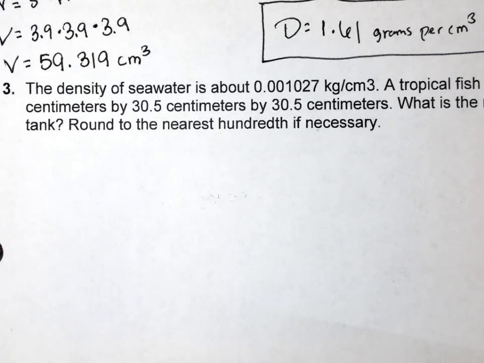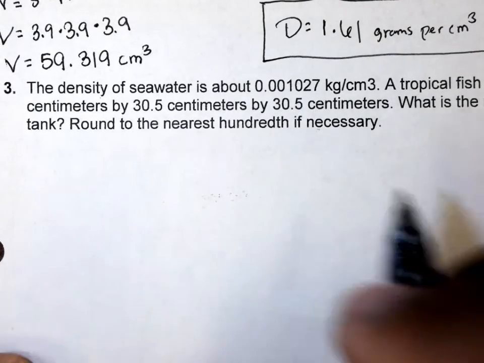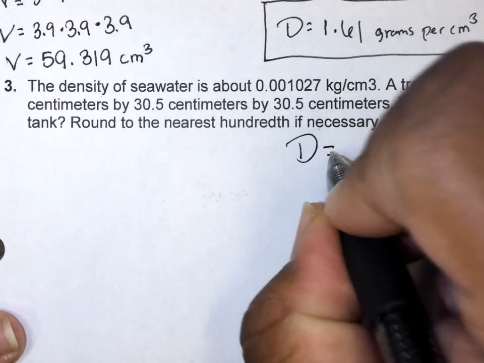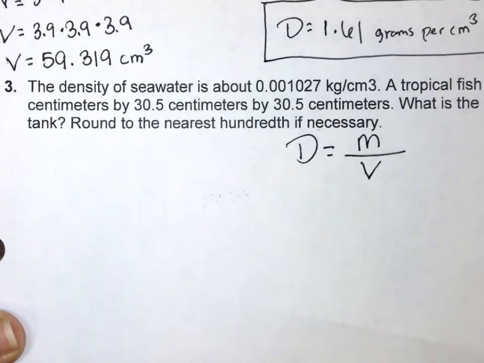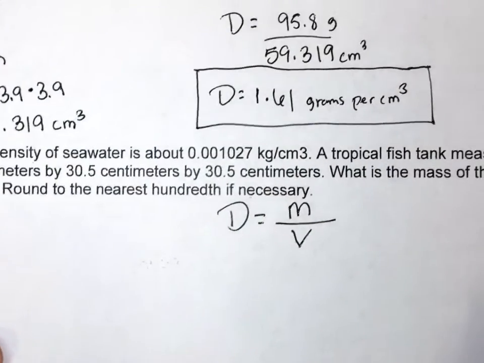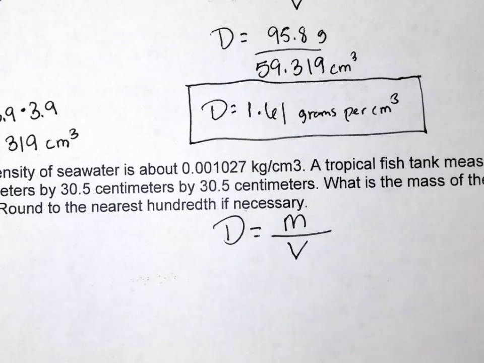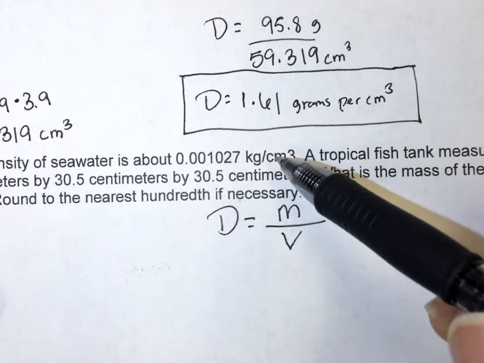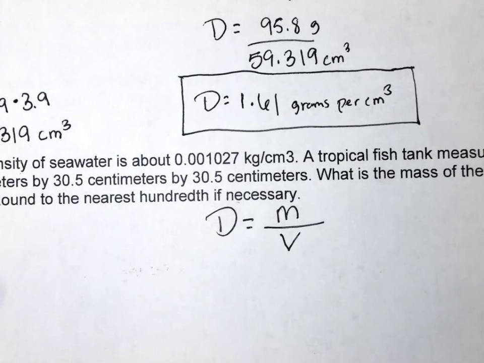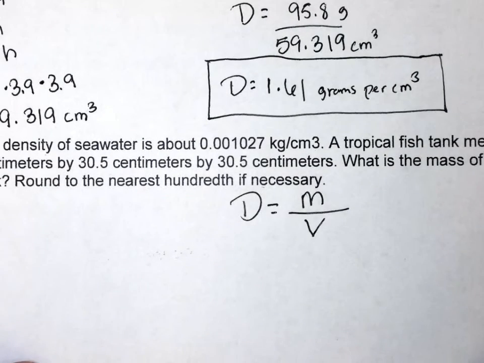So they want to know the mass on this problem. Set up density equals mass over volume. They want to know mass, so I'm solving for M. I need to make sure I got density and volume first. My density is the 0.001, whatever. What's my volume?